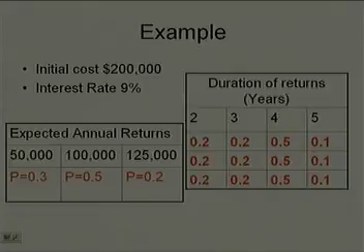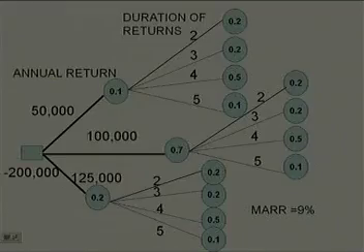Now, this is what has been shown in the form of a decision diagram or decision tree. The problem which was shown to you in the previous slide has been converted into a decision tree like this. So, as you can see from this particular slide, at time t is equal to 0, you have to invest $200,000. The annual return could be 50,000, 100,000, 125,000. The associated probabilities are given inside the node: 0.1, 0.7, and 0.2.